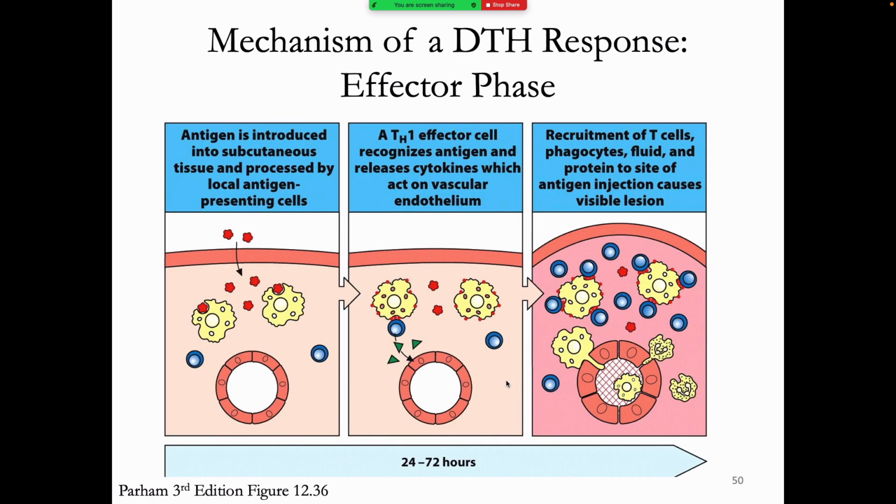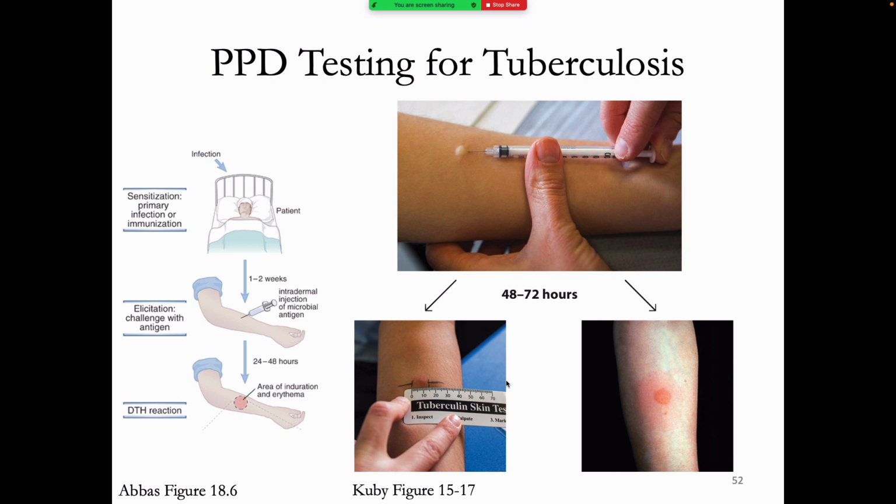So fortunately, we have this other way of testing called the PPD. With the PPD, what we are doing is taking a protein from Mycobacteria. It's a protein purified from a member of this genus. It's known as the purified protein derivative, or PPD. So it's just purified protein from this microbe. And we are injecting it intradermally. So we're basically injecting it directly under the skin.